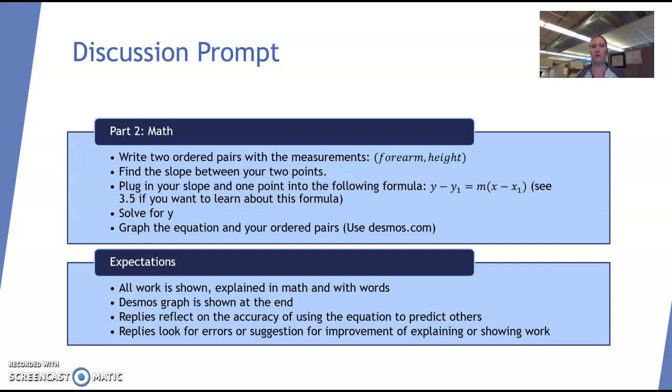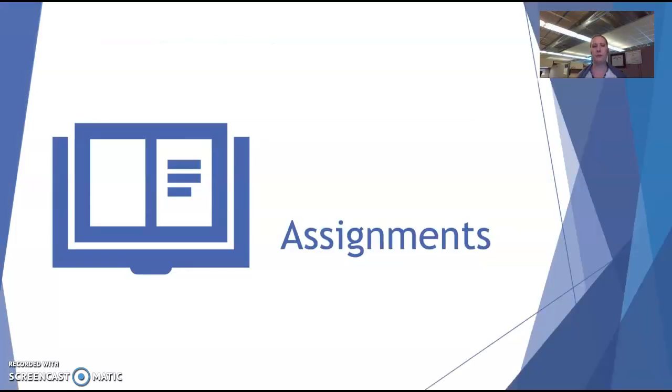Your replies should be reflecting on the accuracy of using the equation to predict the numbers of others. Is it accurate for predicting your values? Is it not accurate? Also look for errors. If you see any errors in the work or suggestions for improvement, if you're saying, okay, this could be explained a little bit better here, or I'm not sure what this means, or here's a way you can organize this a little better, help each other out and help each other improve what you have. So that's the discussion prompt in a nutshell.